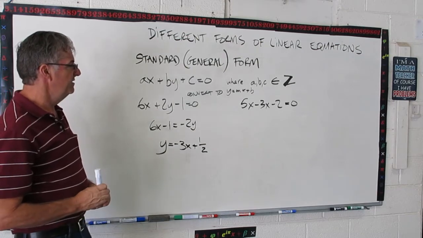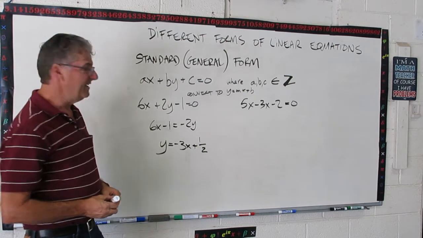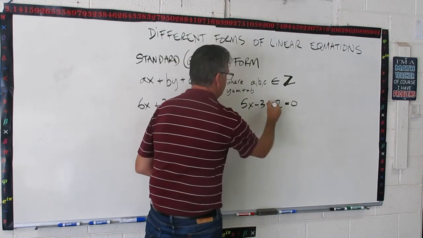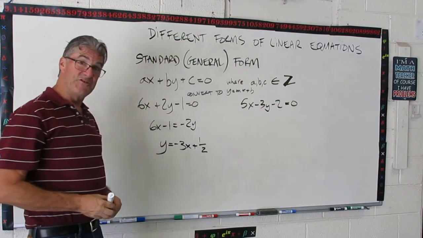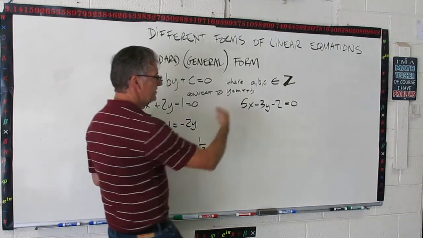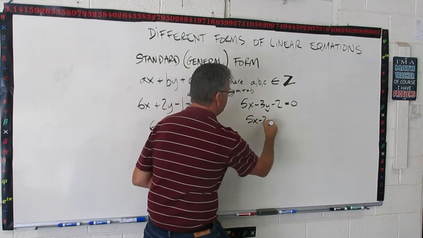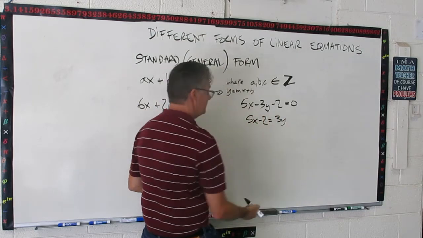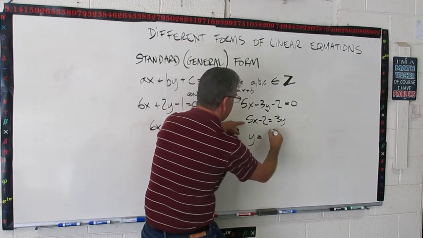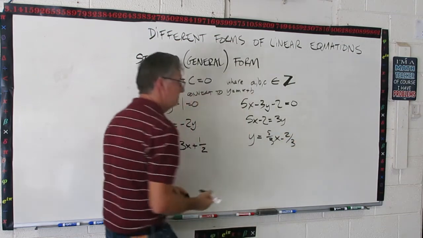Okay, let's see how you did. Oh, that's kind of hard. There's no y. Let's fix that. All right, now try that. Okay, getting y alone, I'm going to add 3y to both sides. I get 5x minus 2 equals 3y. Divide through by 3, and I'm going to switch the sides. So y equals 5 over 3x minus 2/3.